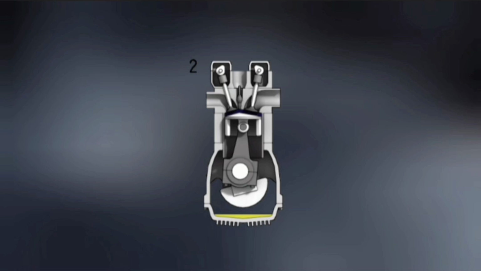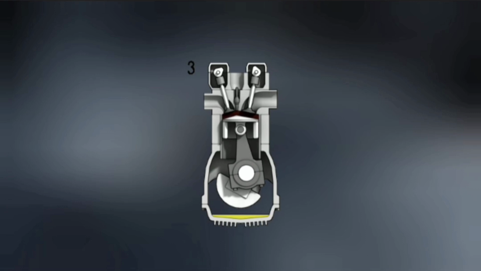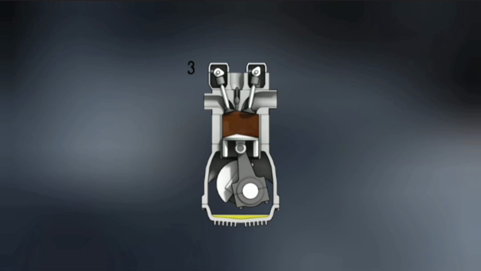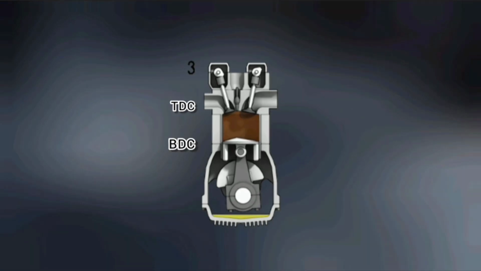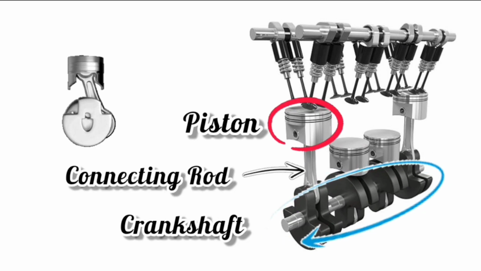The third cycle is power. With the help of the spark plug, the fuel-air mixture is ignited in this cycle. Combustion happens in the cylinder and the chemical energy is converted into mechanical energy. Due to the expansion of gas, the energy gets transmitted to the piston, which moves from top dead center to bottom dead center. The piston is connected to the crankshaft with the help of a connecting rod.